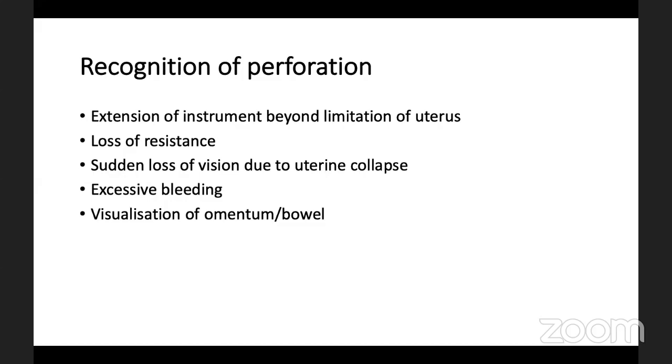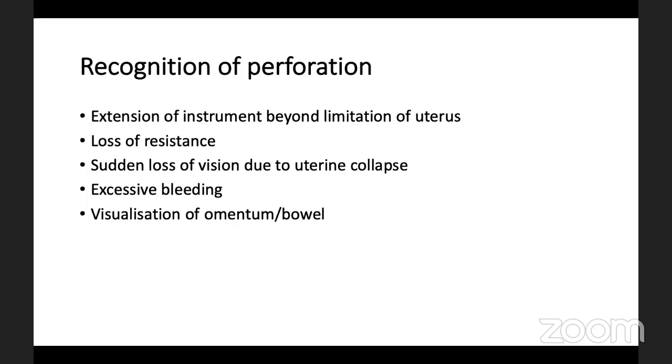So you may realize that you've perforated sometimes where there's extension of your instrument beyond the limitation of the uterus. So you actually feel that there's a give, sometimes there's loss of resistance and there's sudden loss of vision due to uterine collapse. There may be excessive bleeding sometimes, or you just start to see yellow. You start to see the omentum or the bowel, then you know you've perforated.